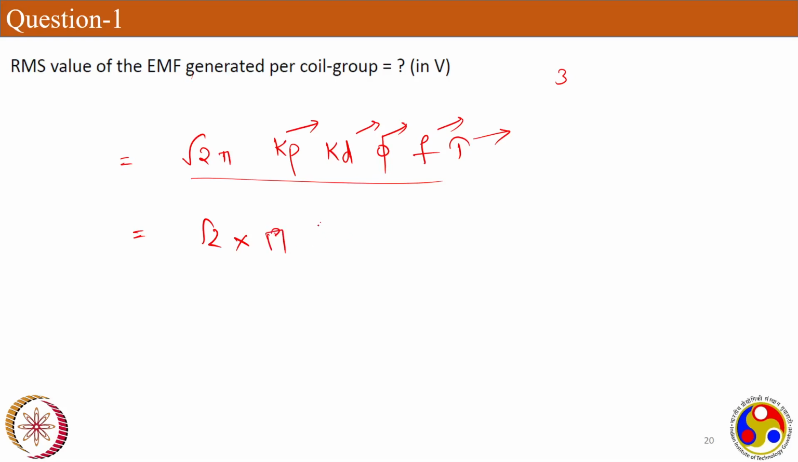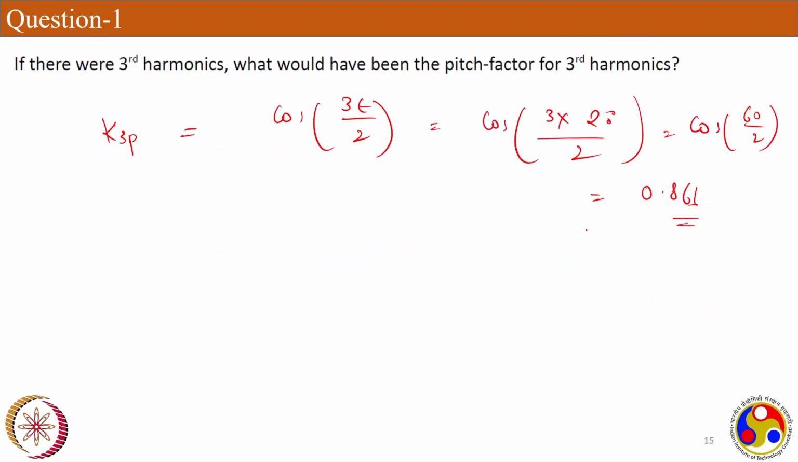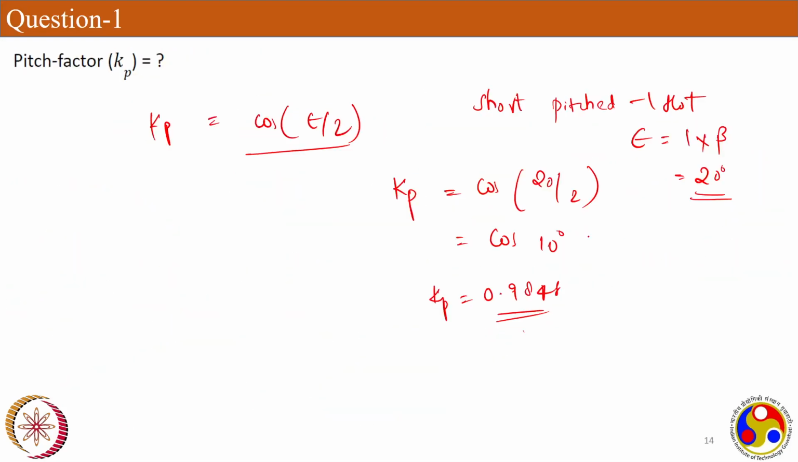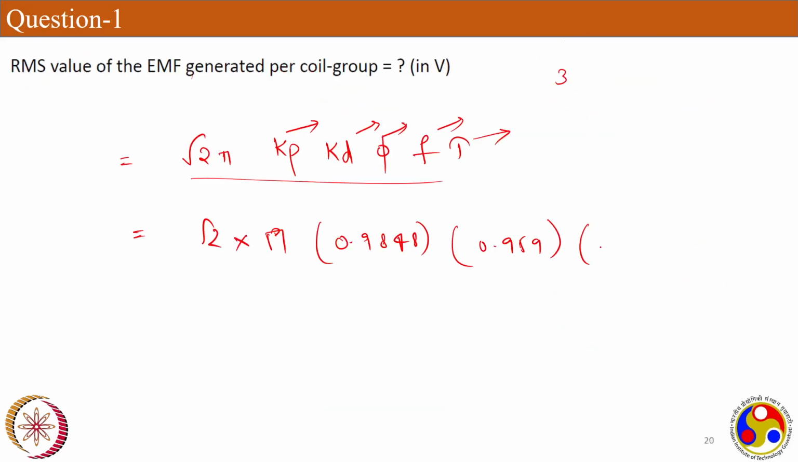pi Kp. How much is Kp we got? Kp we got 0.9848. Kd we got 0.959. Flux per pole, how much we got? 42.66 milliweber. 42.66 times 10 power minus 3 multiplied by 50 hertz.